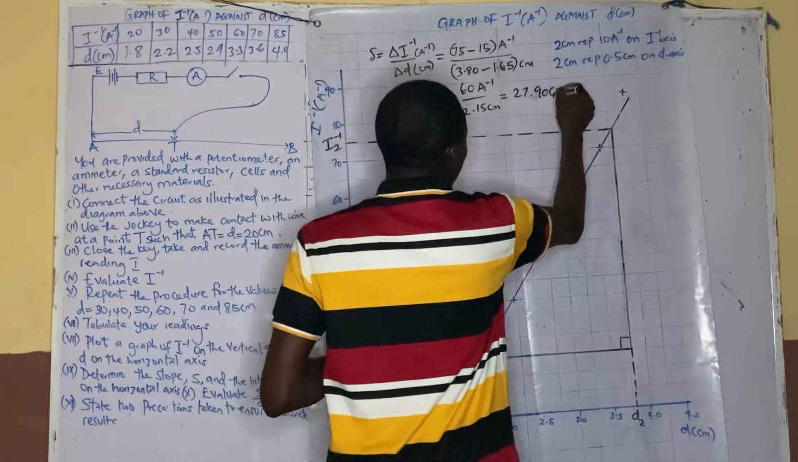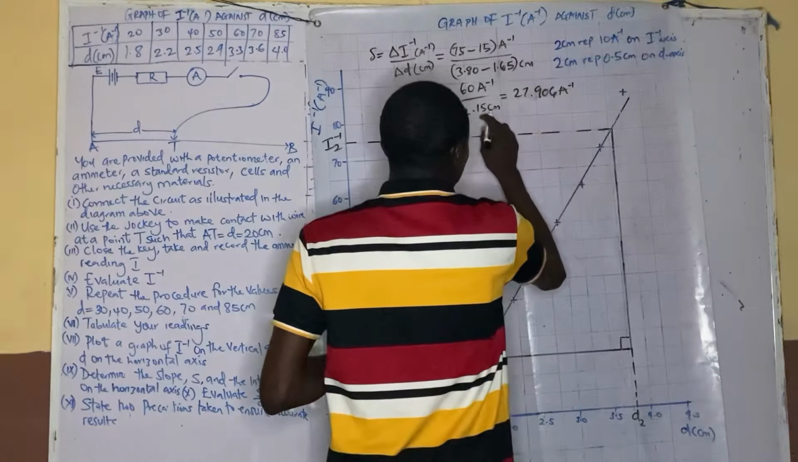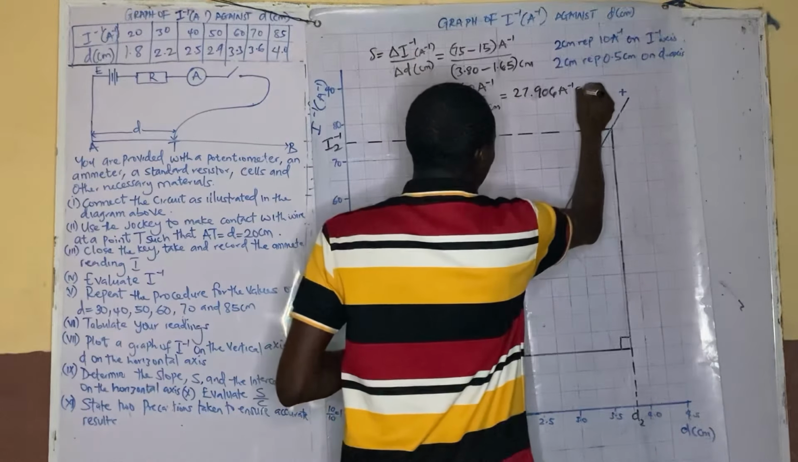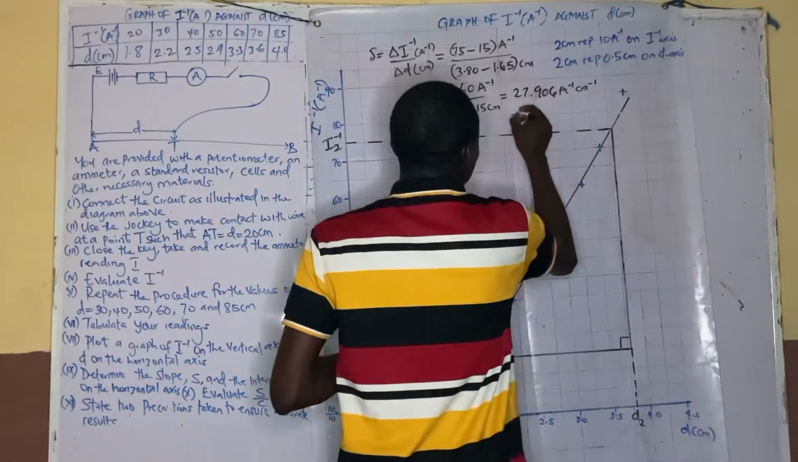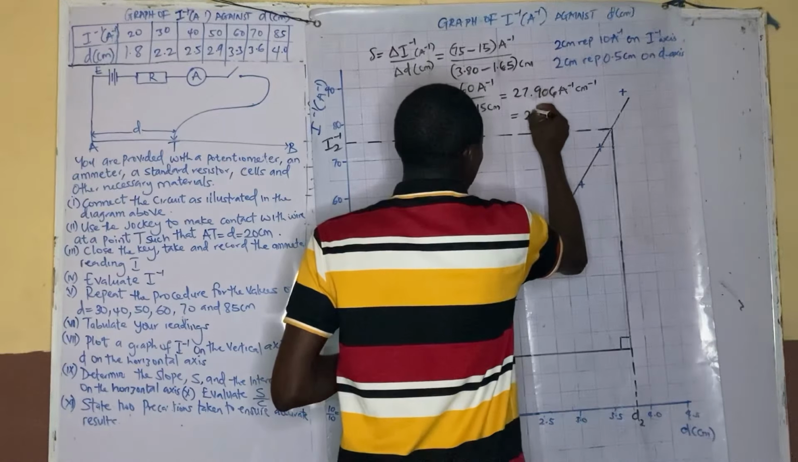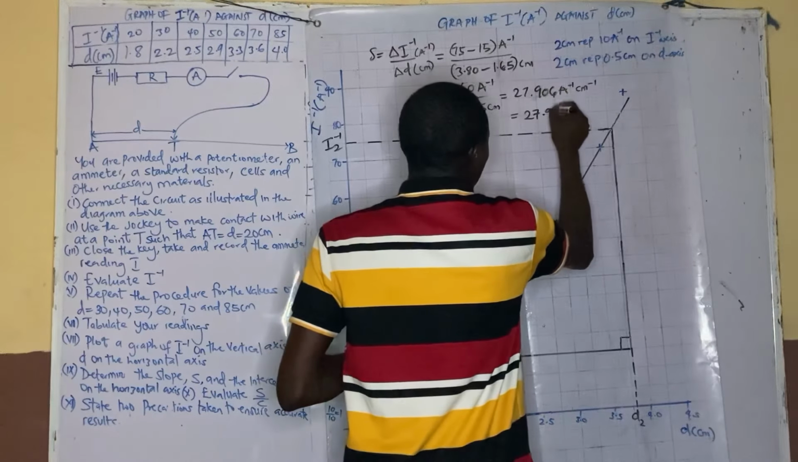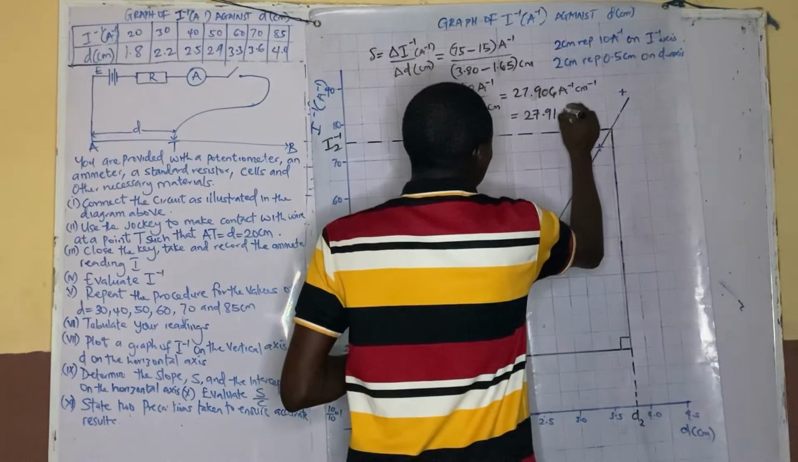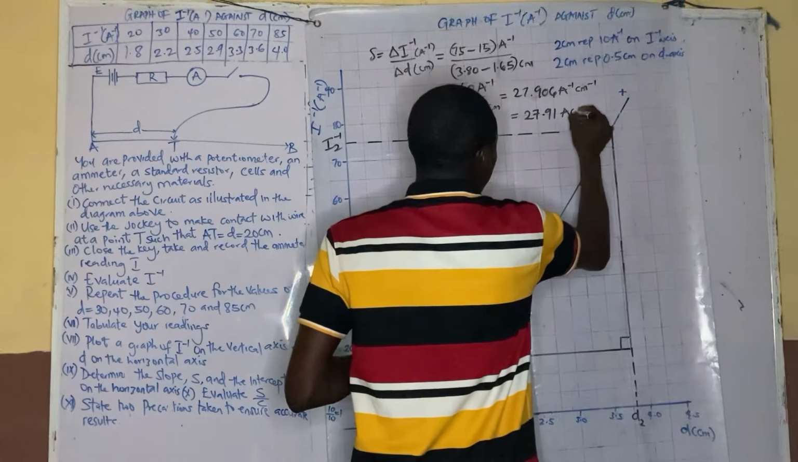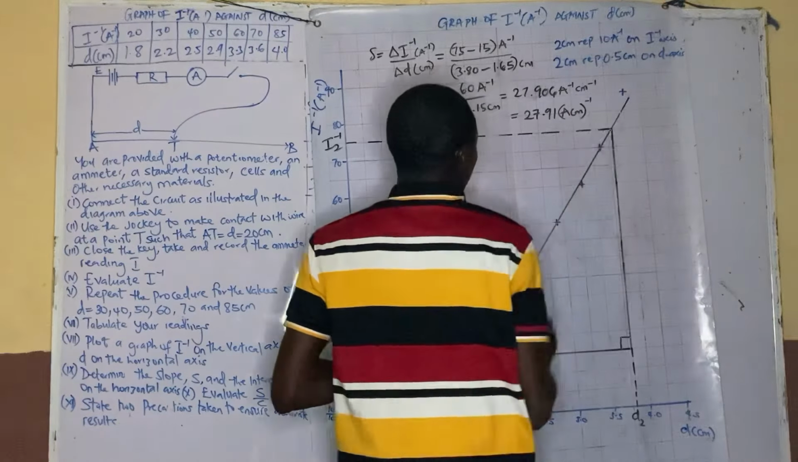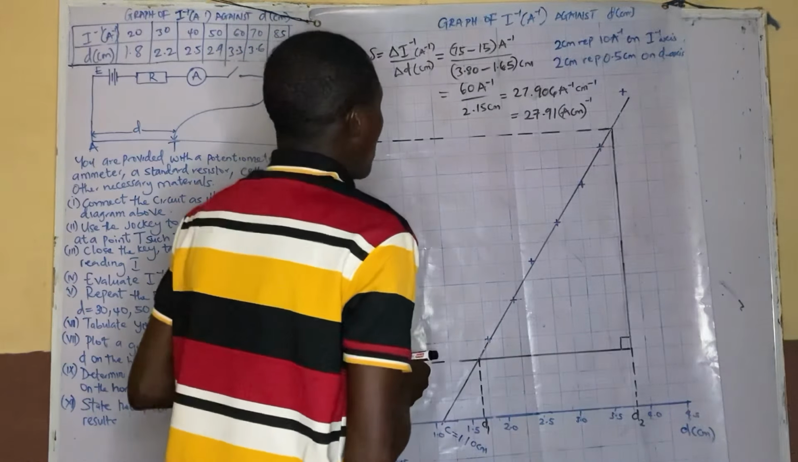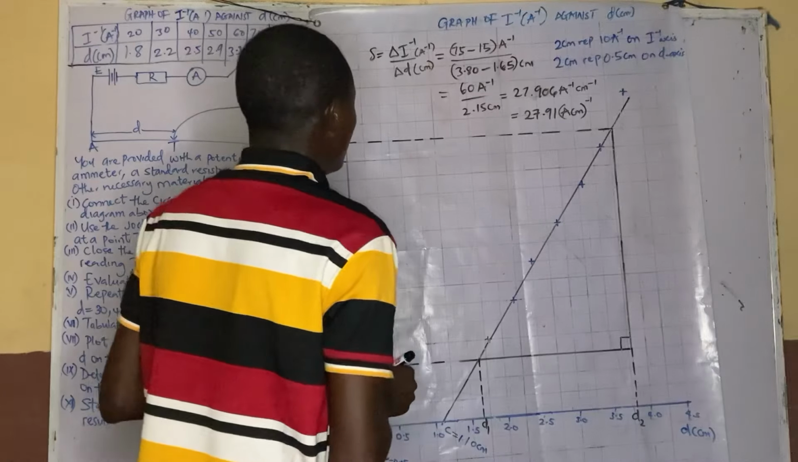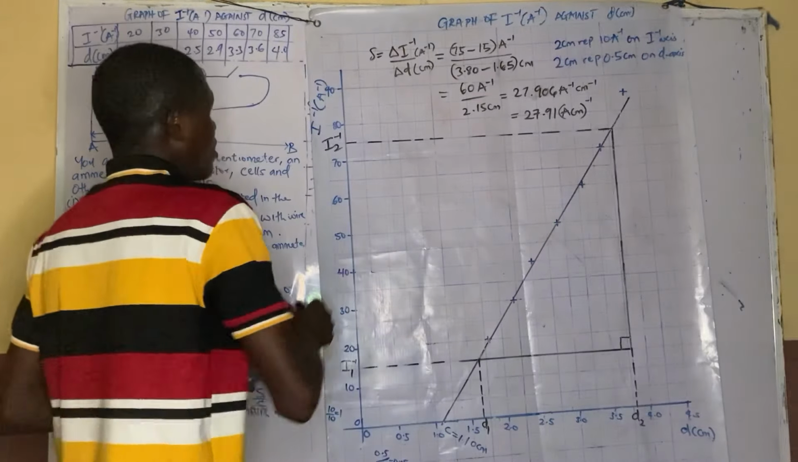It is per ampere, and it becomes per centimeter. So approximately, I have 27.91 per ampere centimeter. This is our value, the value of our slope.